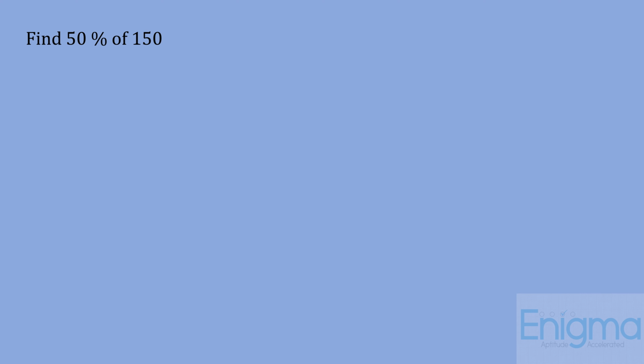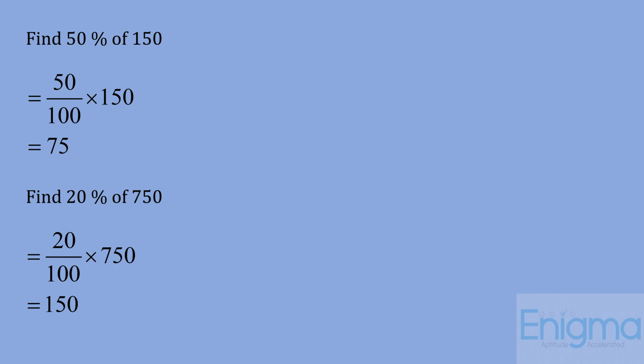Now 50% is nothing but 50 upon 100, and "of" is multiplied by. So 50 upon 100 multiplied by 150, we get the answer as 75. Very simple. Let's take another example. Find 20% of 750. Again, similarly, we can write it down as 20 upon 100 into 750, which is 150.